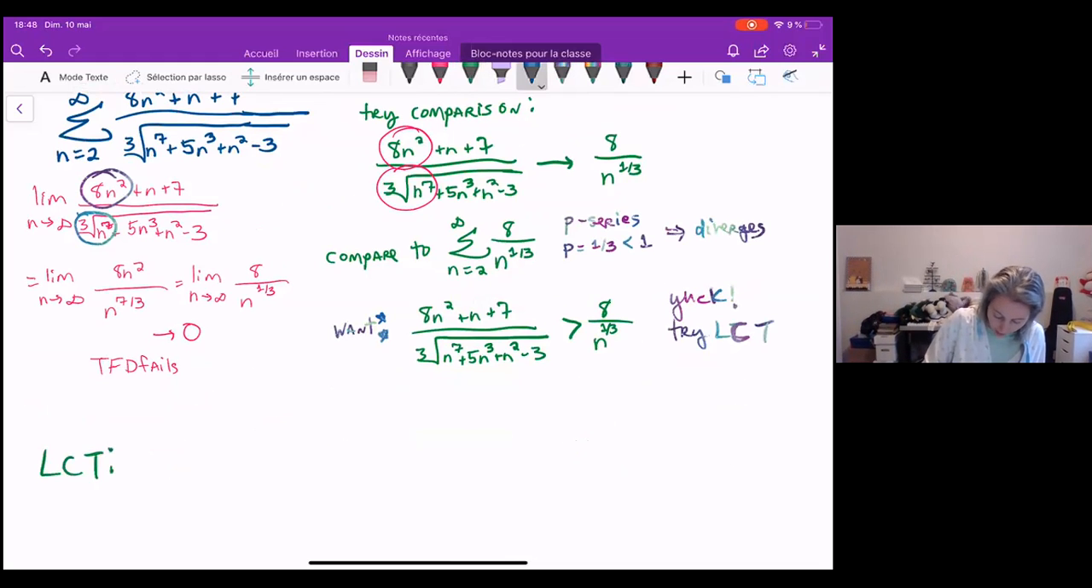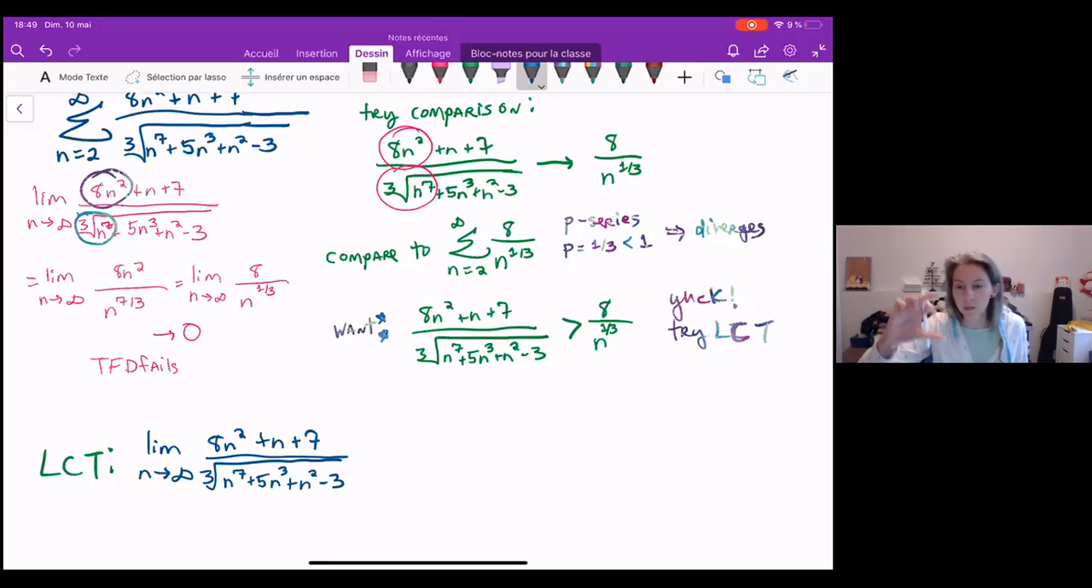Okay, so remember the limit comparison test. Now we're going to do the limit as n approaches infinity of the original thing. Again, I am regretting putting so many extra terms in the original thing: cubed root n to the 7th plus 5n cubed plus n squared minus 3. And then I'm taking the series I'm comparing to and I'm dividing by it. Division by a fraction means I'm flipping that fraction over. So I'll have n to the 1/3 over 8 here.